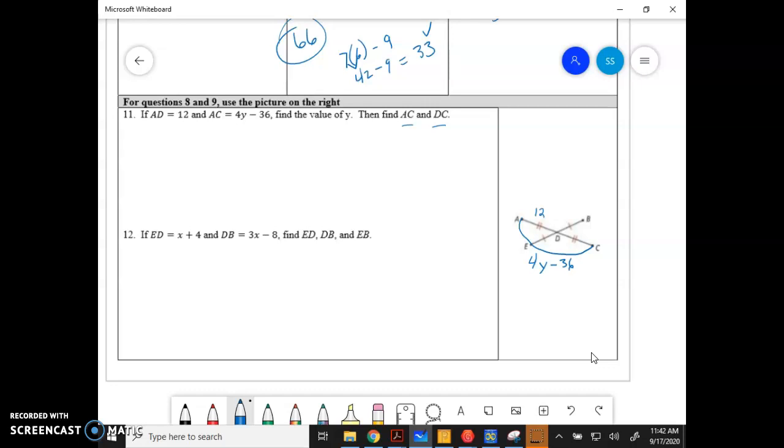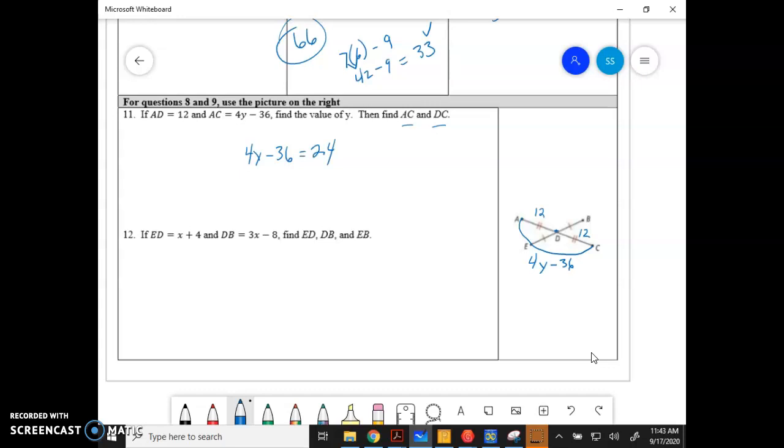But we can't say that 12 is equal to 4y minus 36 because it's only half of it. So what we can say is, if from here to here is 12, and these little lines mean that AD and DC are congruent, then I know that DC is also equal to 12. So I can say 4y minus 36 is equal to 12 plus 12, which is 24. And then I can solve from there.